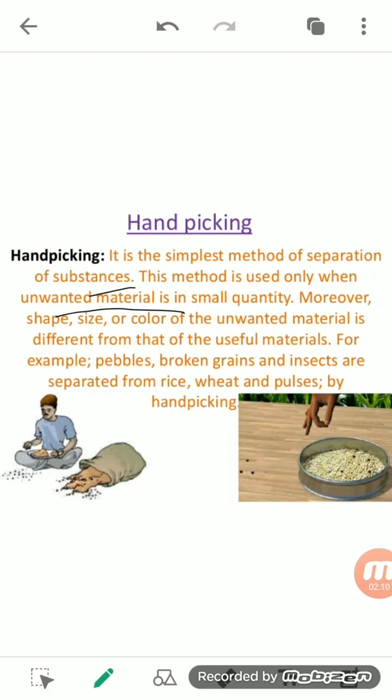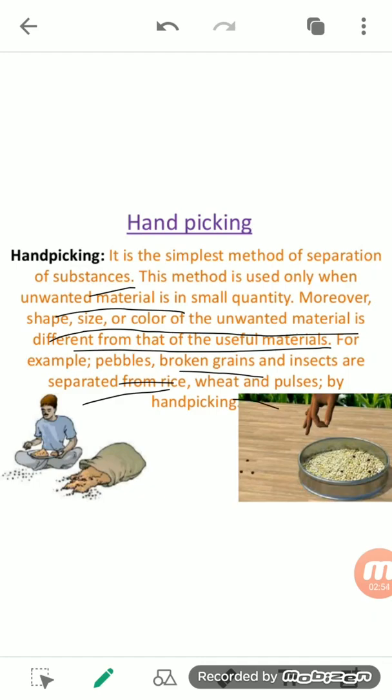Okay, but while this method is preferred when the quantity of the mixture is very small, or the unwanted substance is present in a smaller quantity, as well as the size, shape or color of the unwanted substance is different from that of the useful one. So you see here that the shape, size or color of the unwanted particle is different from the useful particles. For example, the pebbles, those small stones, or the broken grains, or the insects present in the rice or the wheat or the pulses, can be separated by the process of hand picking.